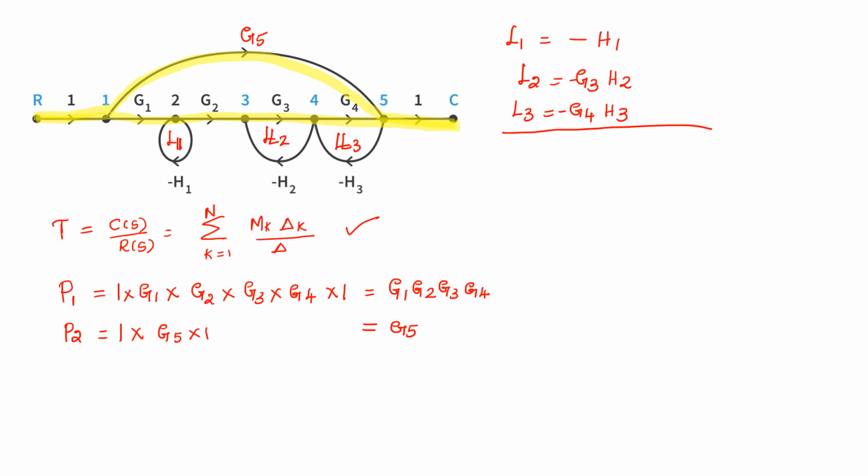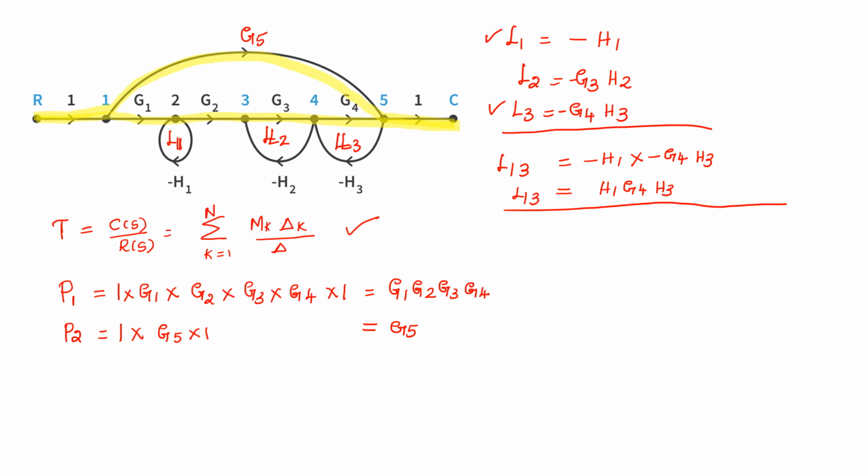And next I am going to find out non-touching loops. Here consider loop number 1 and again consider loop number 3. Is there any common node between 1 and 3? No, so both are non-touching loops. So how to write this? L13 equals minus H1 into minus G4 H3. These two are non-touching loops, H1, G4 and H3, that is equal to L13. Now all the processes are over.